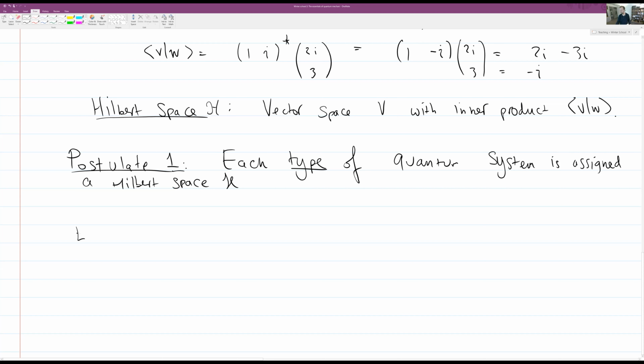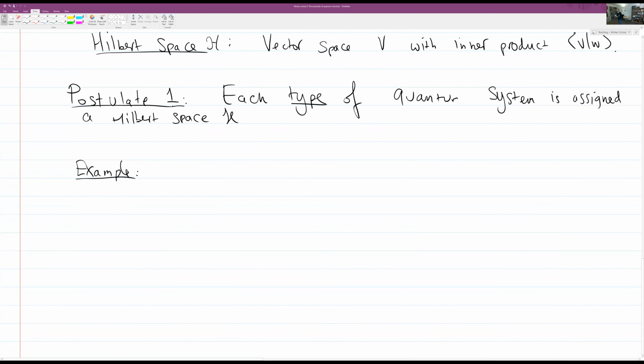Okay, I'll immediately do an example to give you an example. So, we are assigning a Hilbert space to each type of quantum system. Let me give you an example of a type of quantum system. We're doing quantum computation here today. The most fundamental atomic type of quantum system in quantum computation is the quantum bit or qubit, and that is assigned the Hilbert space C2, the space of all column vectors with two complex entries.